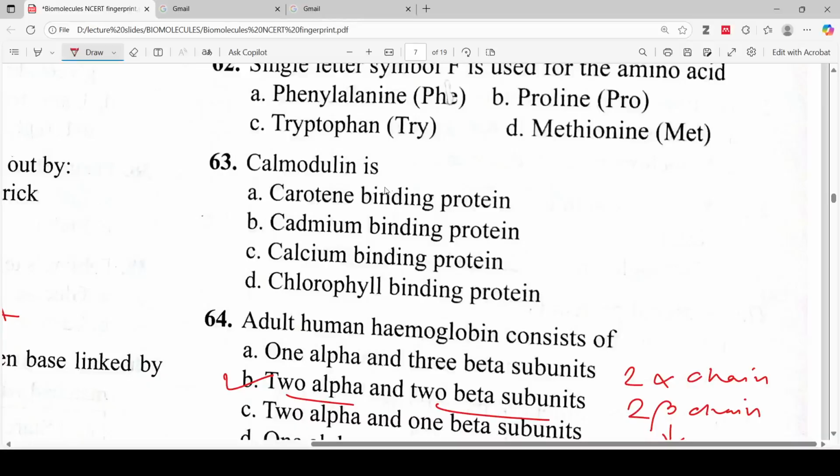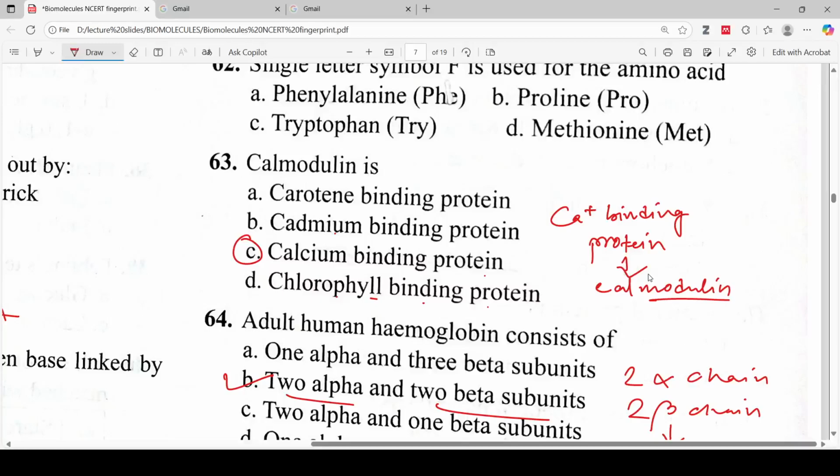So next question. Calmodulin is carotene binding protein, cadmium binding protein, calcium binding protein, or chlorophyll binding protein. So the correct answer will be the calcium binding protein is called calmodulin.